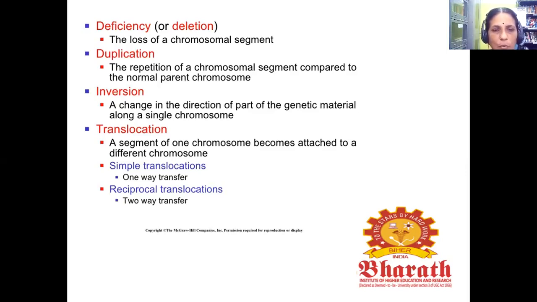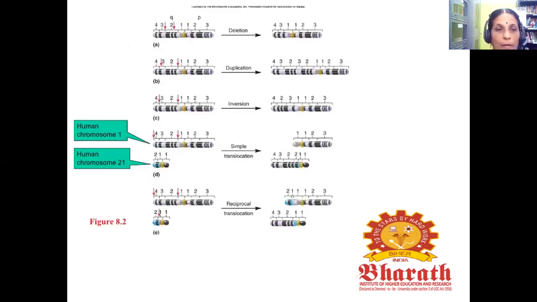This occurs in two ways. One is simple translocation, in which there is a one-way transfer of a chromosome segment. Then what is reciprocal translocation? This is a two-way transfer of chromosome segments. Simple translocation is one way; reciprocal is a two-way transfer. You see this figure of human chromosomes. There is deletion, duplication, inversion, simple translocation, as well as reciprocal translocation.